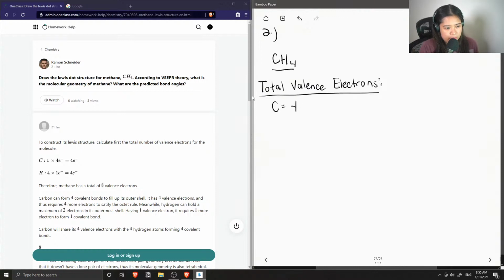Carbon has 4 valence electrons, and hydrogen has 1. And since there are 4 hydrogen atoms, we multiply this by 4, and we get a total of 8 valence electrons.